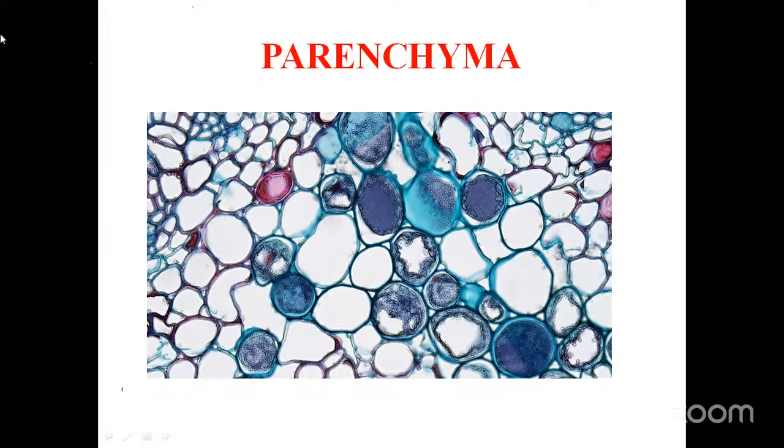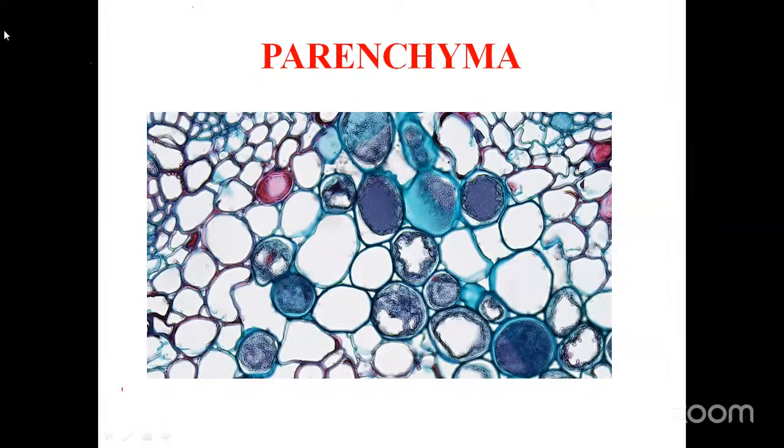And let's discuss the occurrence. The parenchyma is commonly seen in the cortex of the stem and root, medulla region, pericycle, mesophyll cells, mesophyll spongy, palisade, embryo, endosperm, and xylem parenchyma and phloem parenchyma. These are the places.